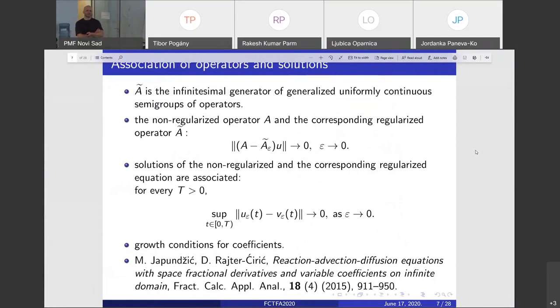And of course, in this setup of our procedure, we must ensure that the approximate operator is associated with the original operator, and also that the solution we get is associated in some sense with the solution of the original problem. In order to get this association, we must impose some growth conditions on the coefficients. More details about this procedure can be seen in this paper.